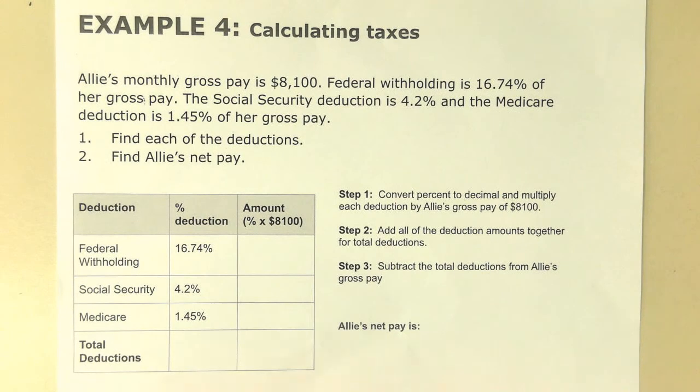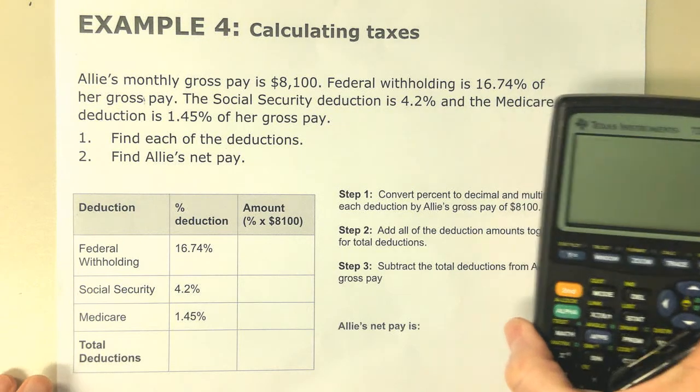There we go. Okay, so now Allie's monthly gross pay is $8,100. That, remember, is the starting point. She has a federal withholding rate of 16.74% of her gross pay. Her Social Security deduction is 4.2% of that gross pay, and the Medicare deduction is 1.45% of the gross pay. So we need to find each of the deductions and find her net pay. So step one, we need to find the amount in dollars for each of the different deductions.